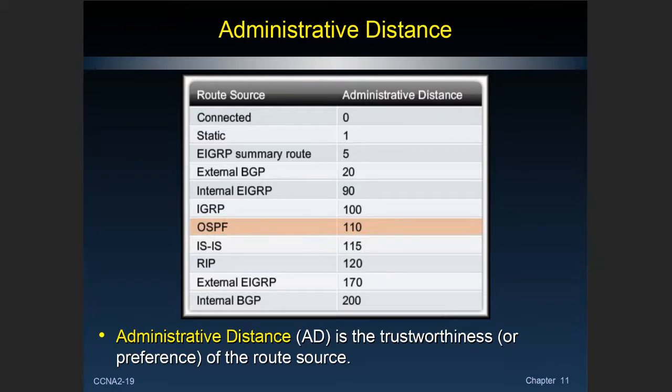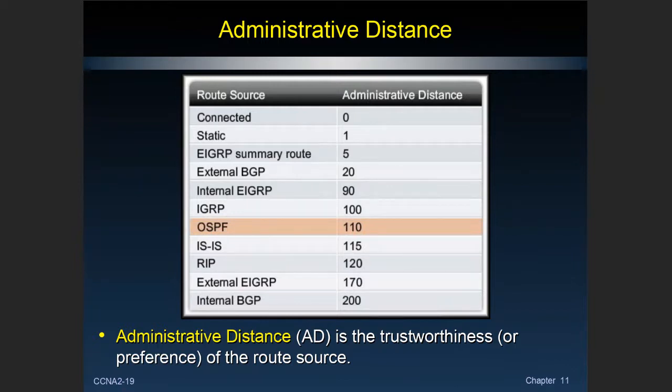Cisco's EIGRP is their own proprietary protocol. They give that an administrative distance of 90. That's even better than OSPF. So if we were running a network with two routing protocols at the same time, which is kind of uncommon, say RIP and OSPF, and a router receives an update from a RIP router and an update from an OSPF router, which one should he use to put in his routing table? Well, he's going to use OSPF because its administrative distance is a lower number. It's better. So this is trustworthiness, reliability, preference of the routing source.